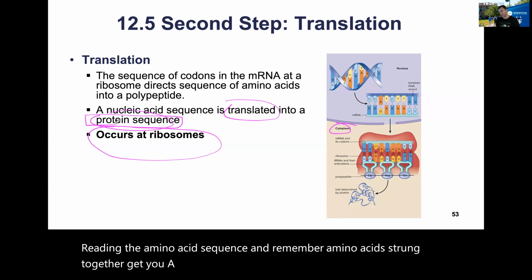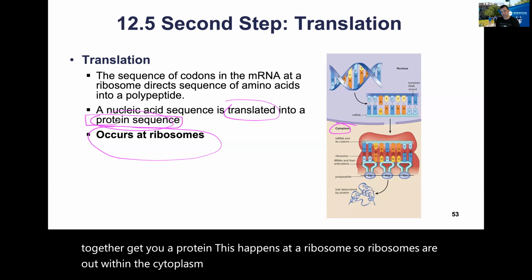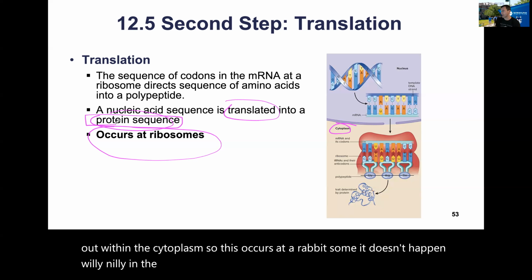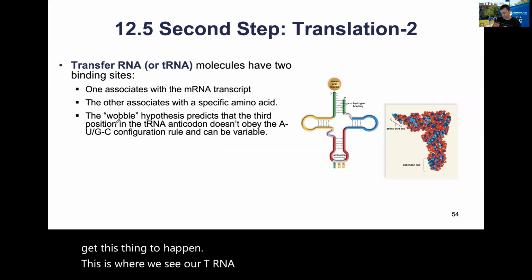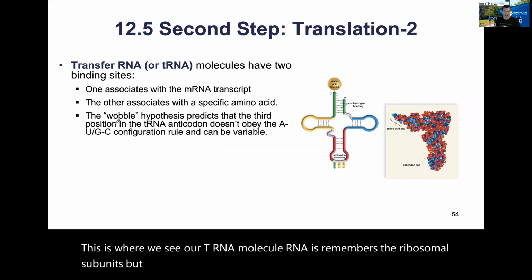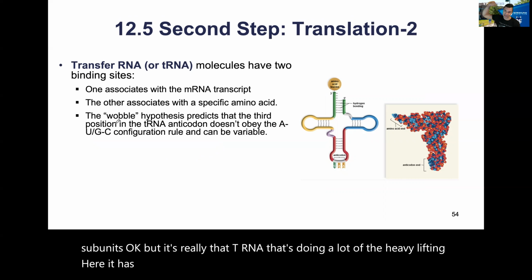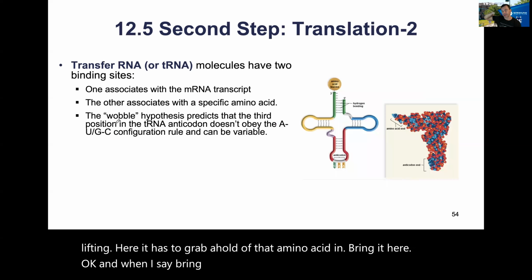This happens at a ribosome. So ribosomes are out within the cytoplasm. It doesn't happen willy-nilly in the middle of nowhere. There's got to be a ribosome attached to get this thing to happen. This is where we see our tRNA molecule. Our RNA is, remember, the ribosomal subunits. But it's really that tRNA that's doing a lot of the heavy lifting here. It has to grab a hold of that amino acid and bring it to the ribosome.